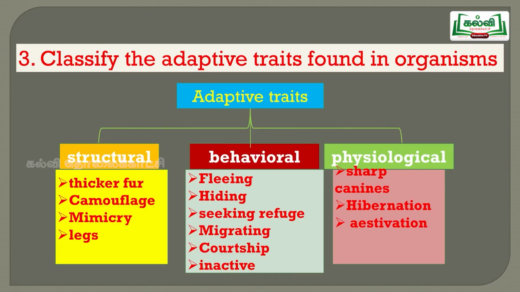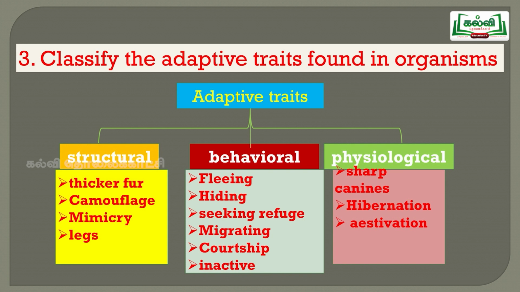Third question, classify the adaptive traits found in organisms. This is a flow chart which I have given where you can remember very easily. The adaptive traits are of three types: structural, behavioral and physiological. Under structural you have points like thicker fur, camouflage, mimicry and strong legs. Under behavioral you have fleeing, hiding and seeking refuge, migrating, courtship and becoming inactive. And physiological, you have sharp canines, hibernation and estivation.